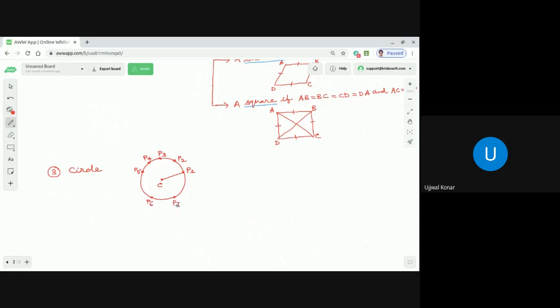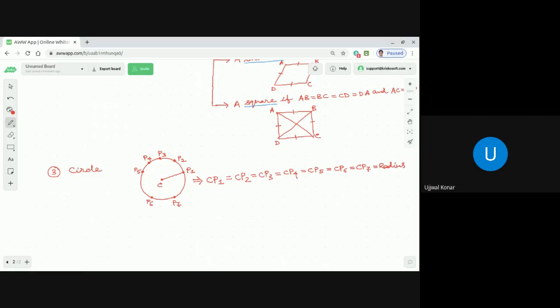is the point P7. What we'll see for a circle is that CP1 is equal to CP2 is equal to CP3 is equal to CP4, that is equal to CP5, that is equal to CP6, that is equal to CP7, and that is nothing but what is called the radius of the circle.